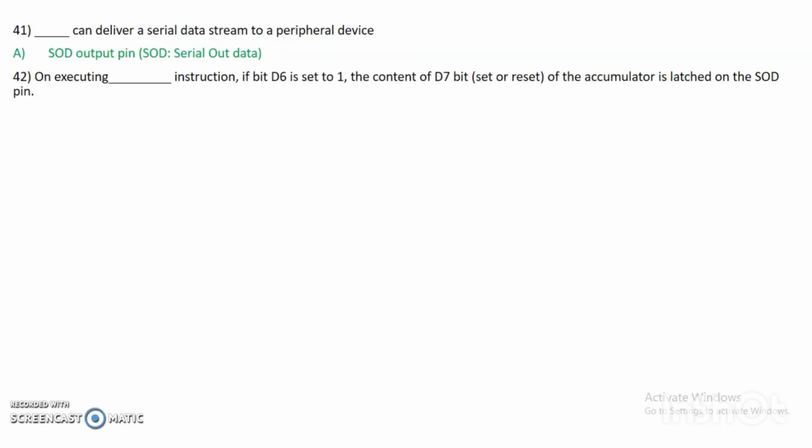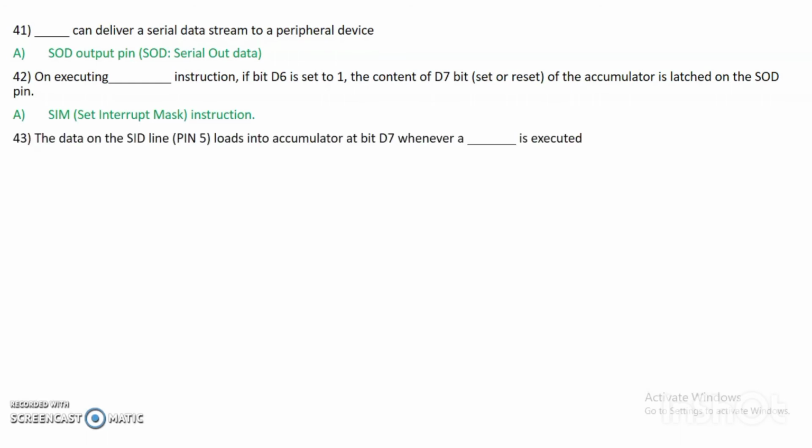Bit number 42, on executing dash instruction, if the bit D6 is set to 1, the content of D7 bit of accumulator is latched onto the SOD pin. So the answer will be SIM instruction.